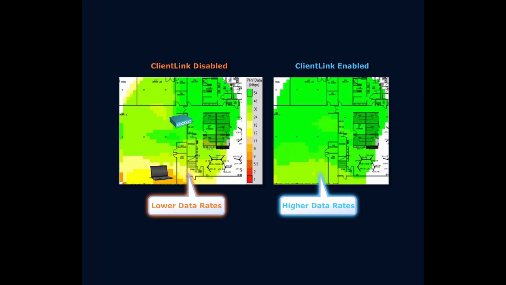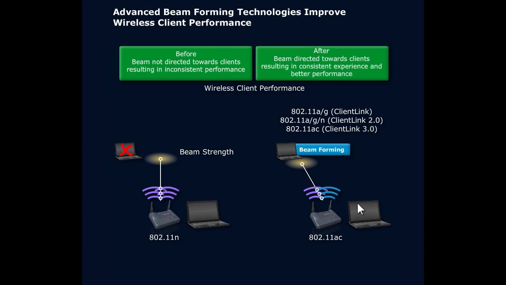When we enable ClientLink, which is an advanced form of beamforming, then we're able to get good, consistent data rates with much more consistent coverage across this heat map. Now, how do we do this? Well, it's based on beamforming.